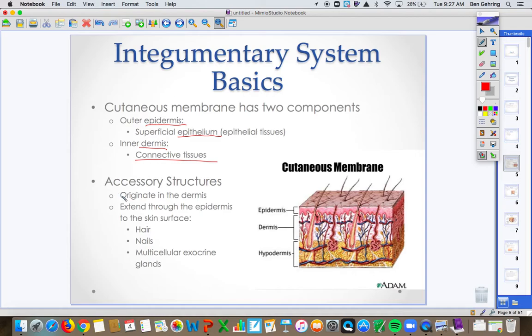Some accessory structures, some things located within your skin. And again, these all originate in the dermis. They extend through the epidermis and reach the surface. So one, you have hair. In this diagram, you see hair follicles. Hair is found in the dermis and goes up through your skin, through the epidermis. Your nails are part of your skin. And then you have what are known as exocrine glands, which are like your sweat glands. So these are examples of sweat glands, which also penetrate from the dermis into the epidermis and out to the outside of your body.